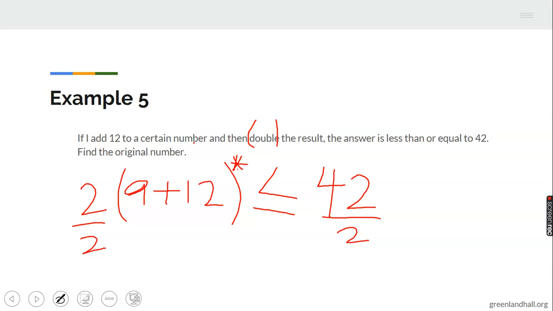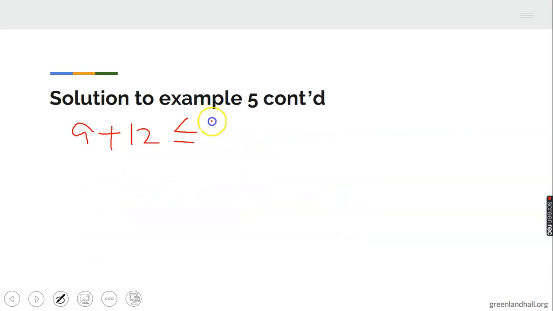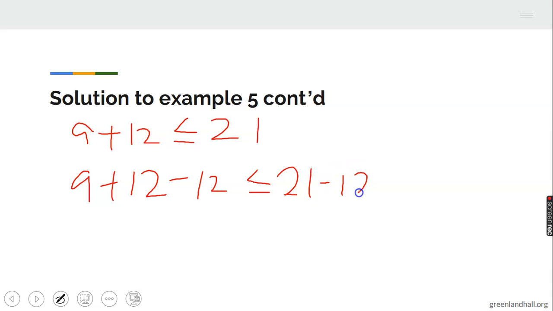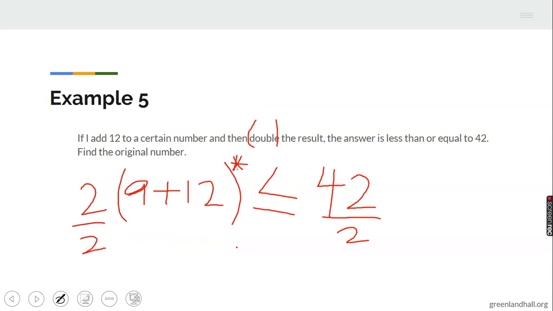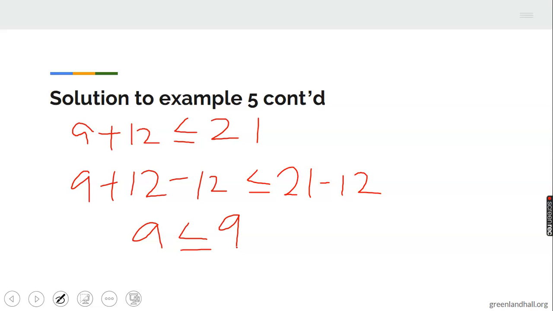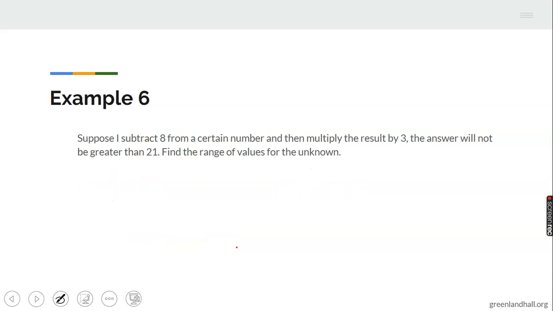Now, 42 divided by 2 will be 21. So subtract 12 from both sides. A plus 12 minus 12 is less than or equal to 21 minus 12. That means A will be less than or equal to what? 9. So that is your answer. That will be the original number. That means A is less than or equal to 9.